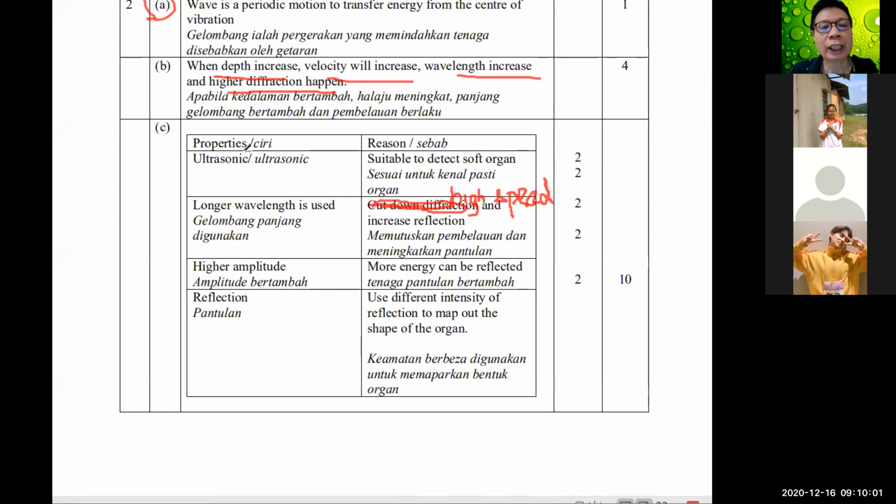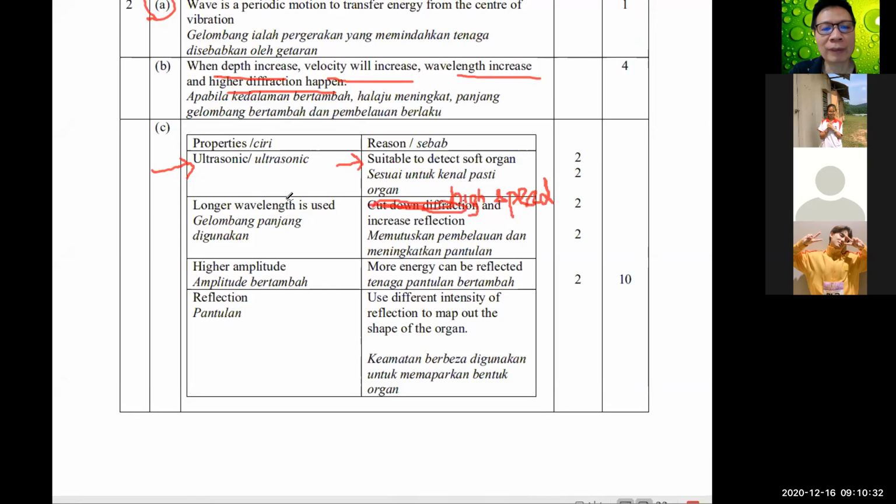Okay. Check the answer now. First one, we use ultrasonic. Reason: suitable to detect soft organs. And another reason, ultrasonic is high speed, high energy. You can jot it down. Ultrasonic sound has higher energy, higher penetrating power.